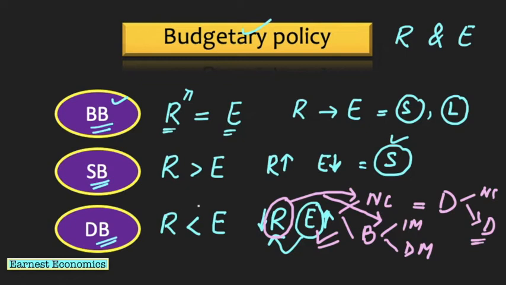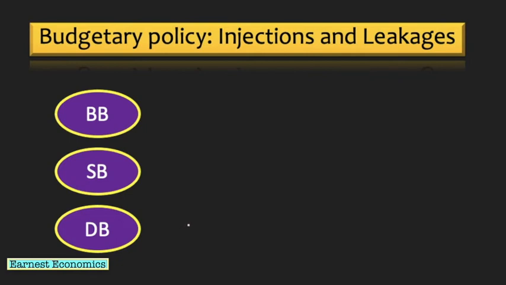So this is one more type of policy that the government can adopt. Now, our concern with the three types of budgets is how the system of injections and leakages will operate in these three different types of budgetary policies. Let's move to the first one, the balanced budget. In this case, obviously, the revenue is equal to expenditure.